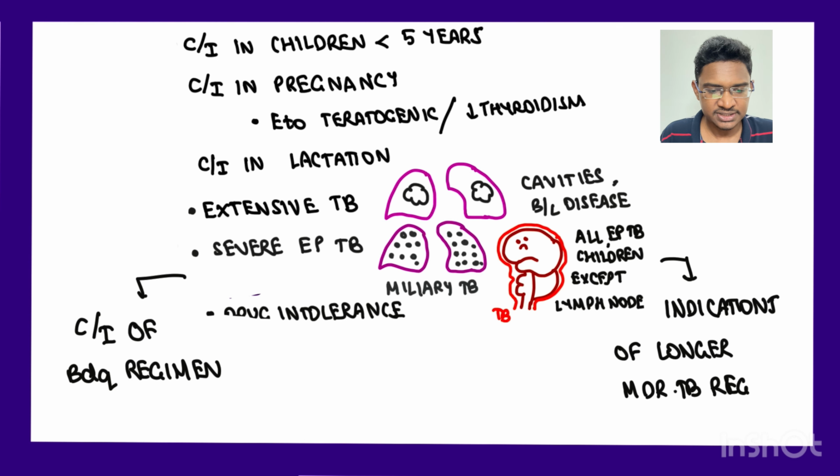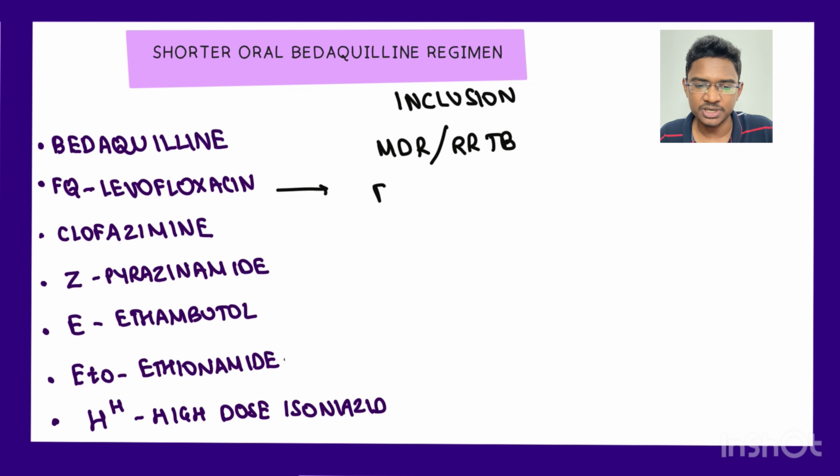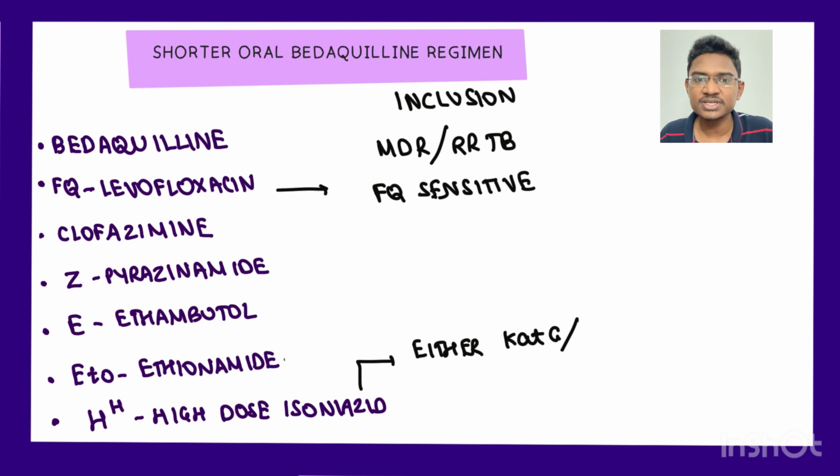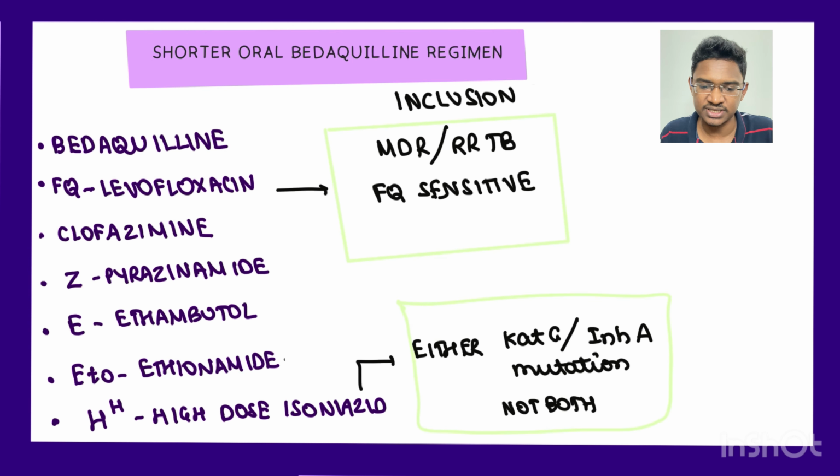Yes. Next is inclusion, where you should treat. In any MDR TB or rifampicin resistant TB, and you are giving a fluoroquinolone in this regimen, so obviously it should be fluoroquinolone sensitive. Then you are giving high dose isoniazid in this regimen. So two mutations which can cause isoniazid resistance are katG and inhA. So if only one of the mutations is there, then you can give this regimen. High dose isoniazid will work. If it is both, then you can't give it. Okay, so these are the inclusion criteria.